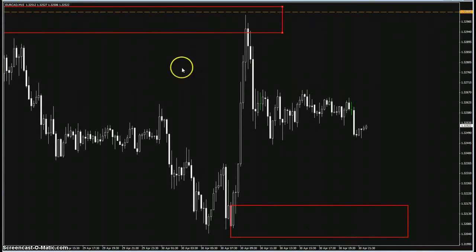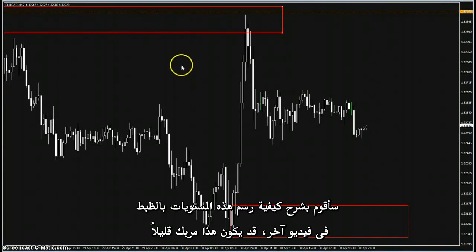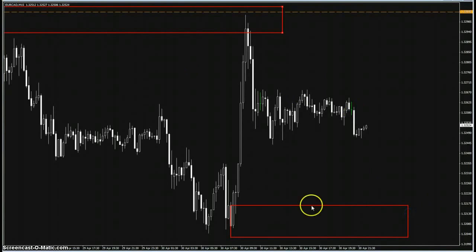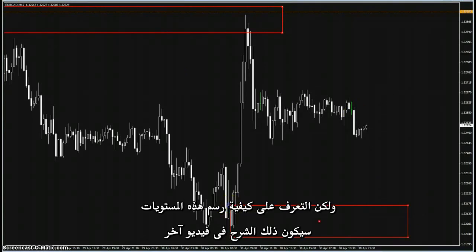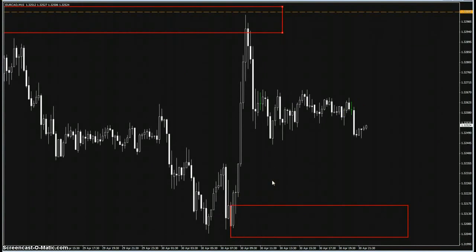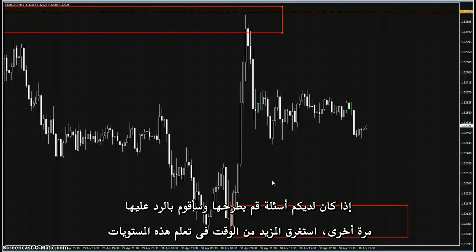And I'll get into how you draw these levels exactly in another video. I know it can be a little confusing, just determining how I get these boxes shaped the way they are. So I'll get into that in another video. But again, go over this video a few times, and if you have any questions, let me know, and I'll try and help you out.